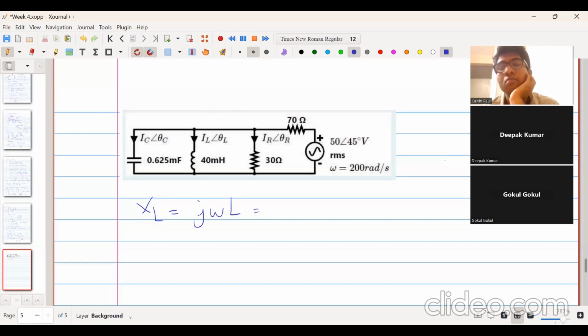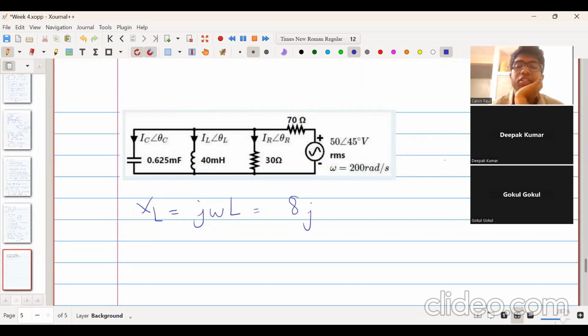Sir, omega is equal to 200 and L is equal to 40 millihenry. Okay, so you multiply and tell me what's the answer. Sir, j8. XL is equal to 8 into j.